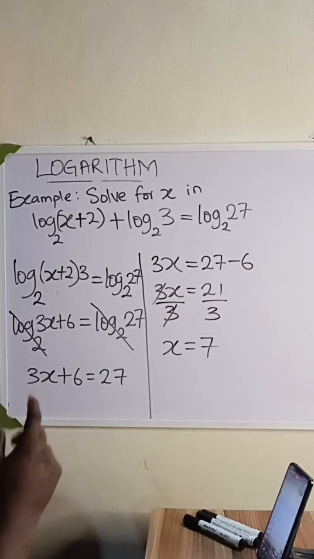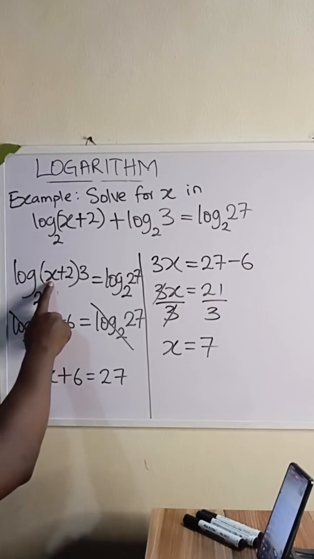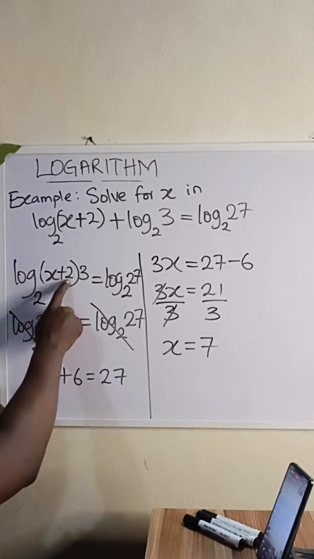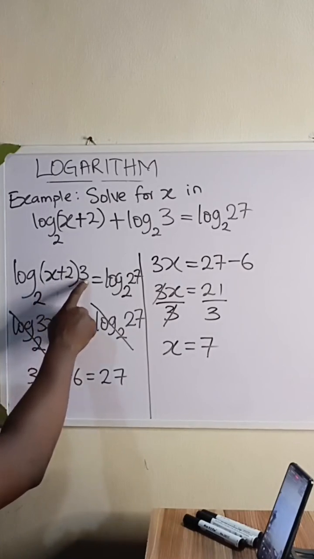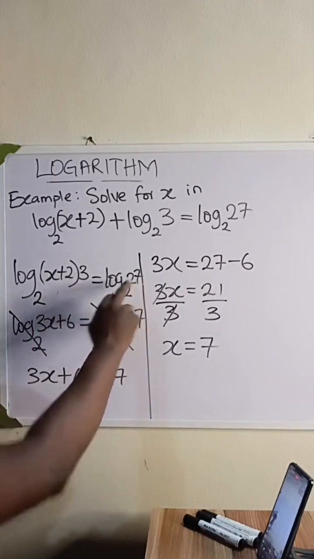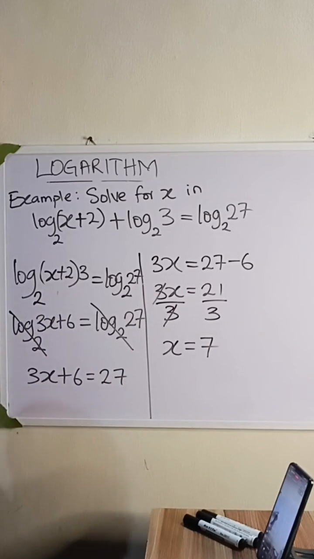If you want to confirm that, if you put 7 here, you're going to have 7 plus 2, that gives you 9. 9 times 3, that will give you 27. So that confirms that your answer is correct.